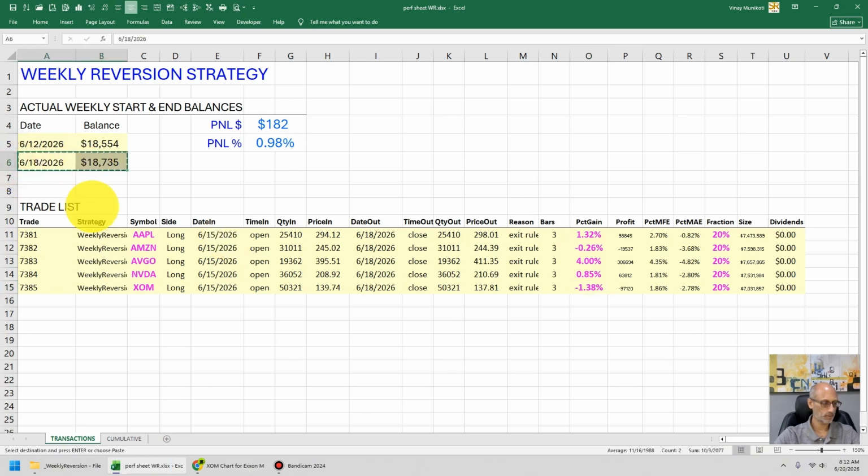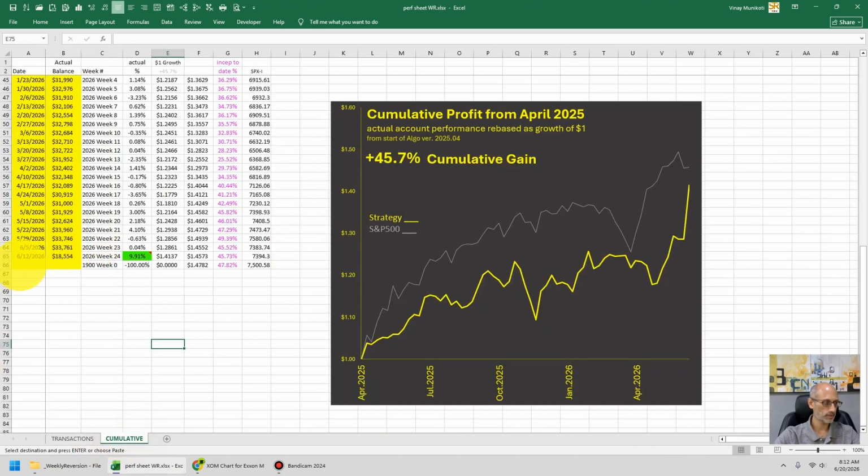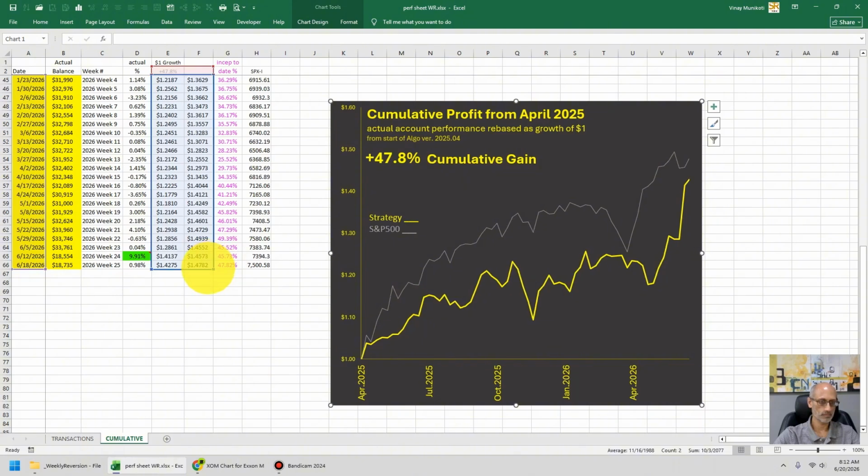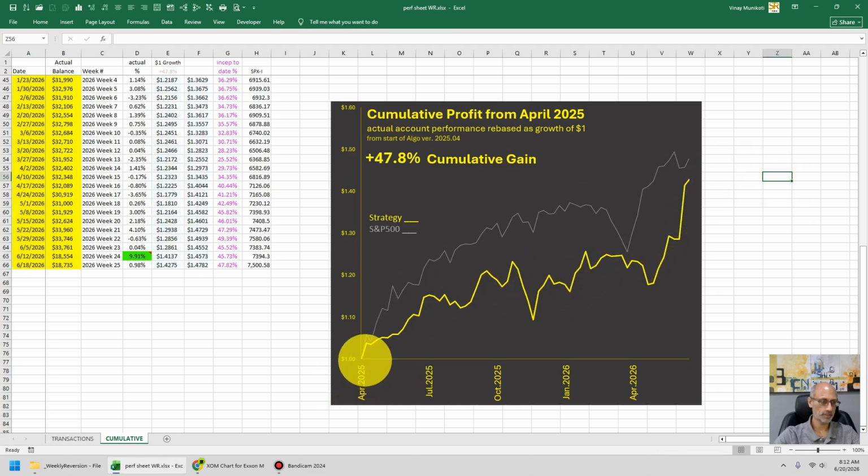Now let's input the current balance into the cumulative tab. And the yellow line is the actual account growth using the current version of the strategy. That's starting in April 2025. And the thin gray line is the S&P 500. So we're catching up to the benchmark.